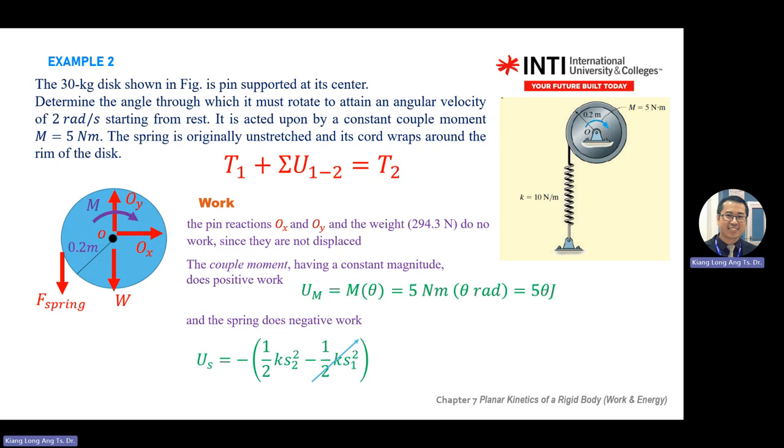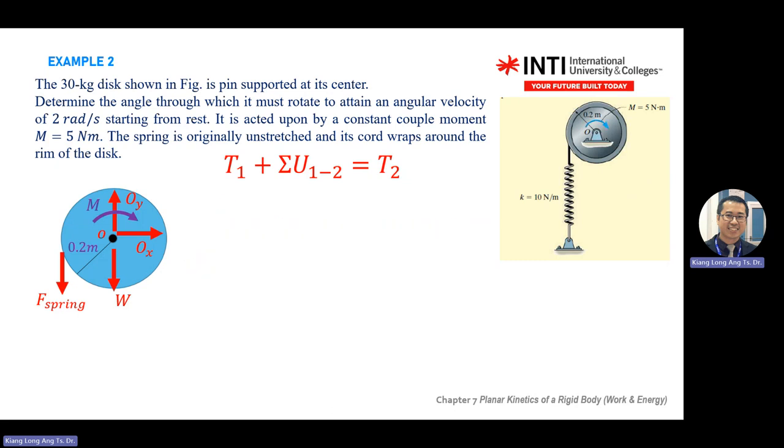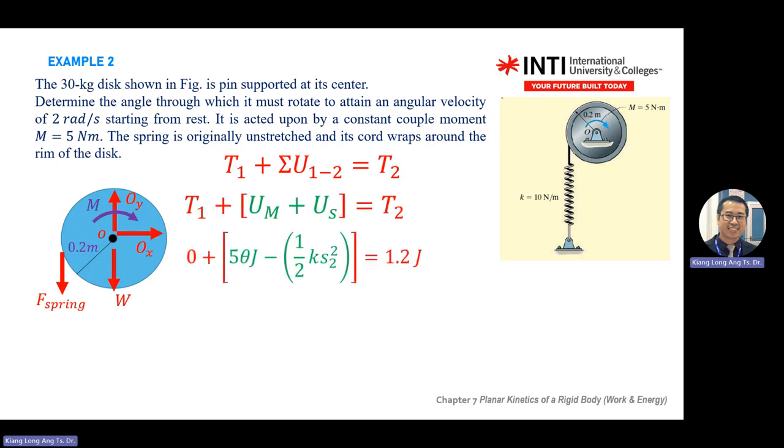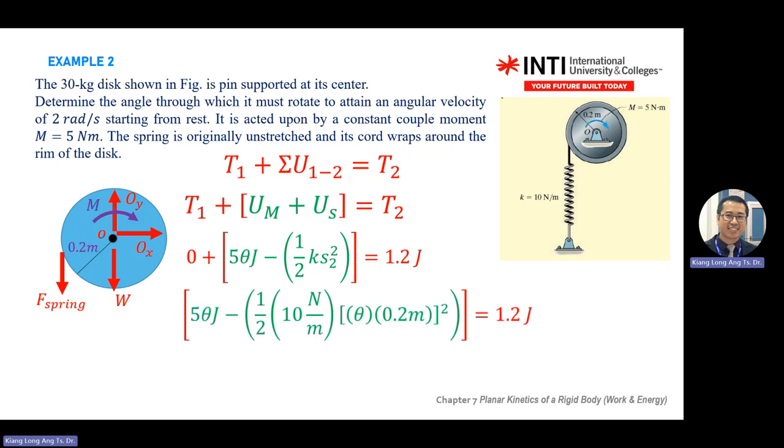So before you start, no stretching, zero. So you just cancel the S1. You'll get negative work. So you have the moment work and the spring work, T1, 1.2. You focus on the center. K, you know. You can calculate the S for the spring, can or not? Can, right? By using this approach, S equal to R theta.